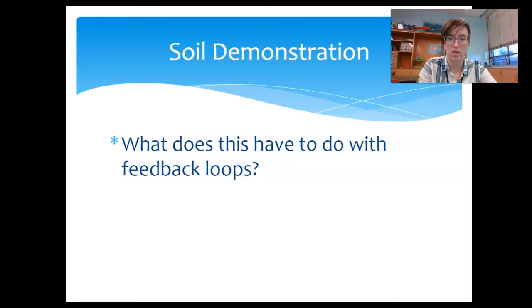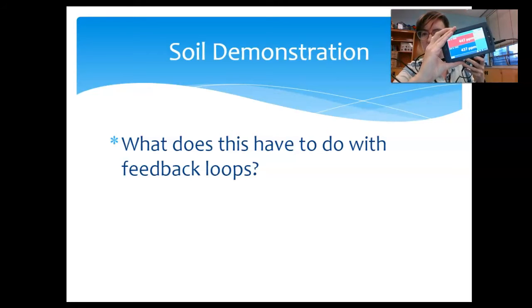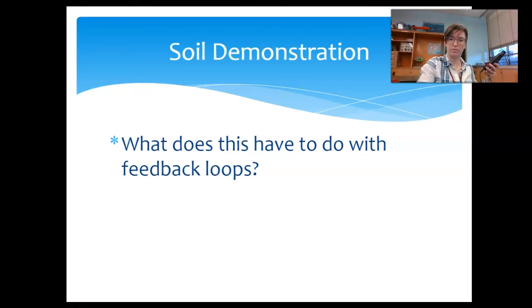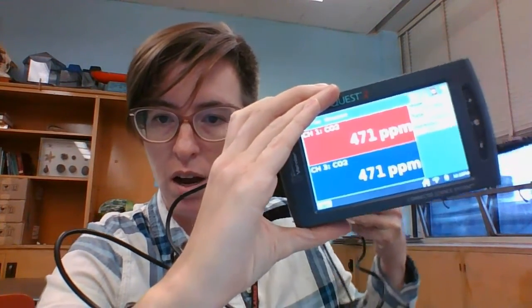So with this demonstration, I want you to keep feedback loops in the back of your mind and try and figure out what is going on here. So what I have is, first of all, I have some carbon dioxide sensors. These can sense the levels of carbon dioxide gas in the air. I'll show you. I've got both channels on here. Let me actually make this big. We've got both channels on.